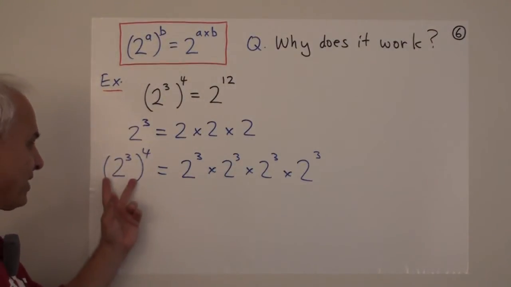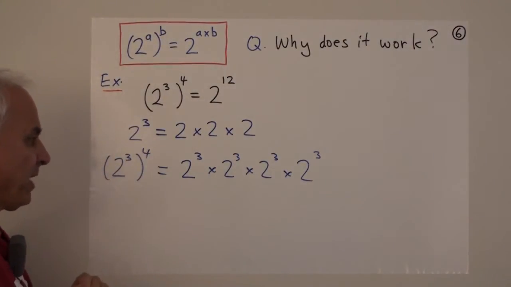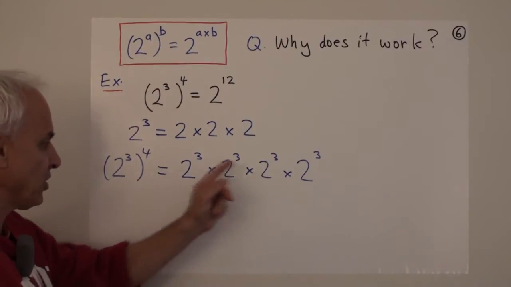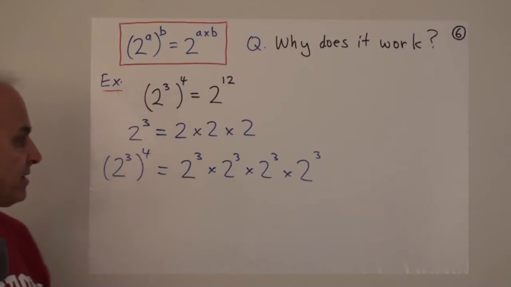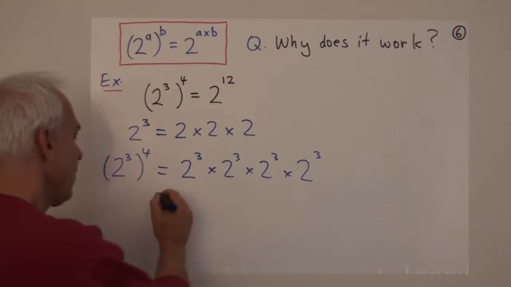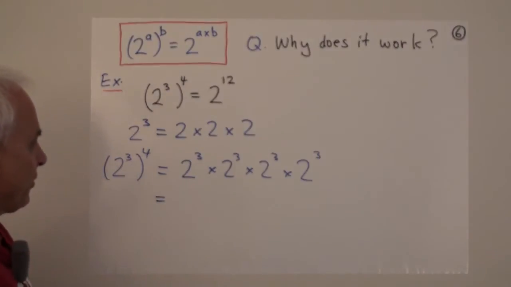Okay, that's what 2 cubed to the 4th means. There's 1, there's 2, there's 3, there's 4: 4 copies of this thing all multiplied together. Okay, so how can we work out what that is?